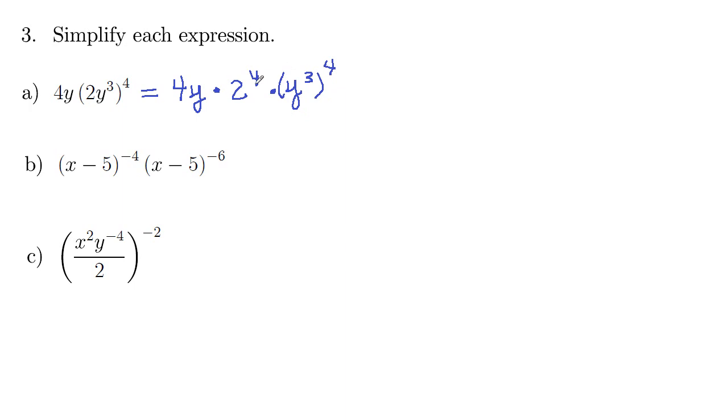And 2 to the 4th is 16, times 4 is 64. So you've got a 64 and then a y. And then y cubed to the 4th, multiply those exponents. 3 times 4 is 12, so times y to the 12th. And now you're multiplying, so you'll add exponents. So that'll be 64 y to the 13th.